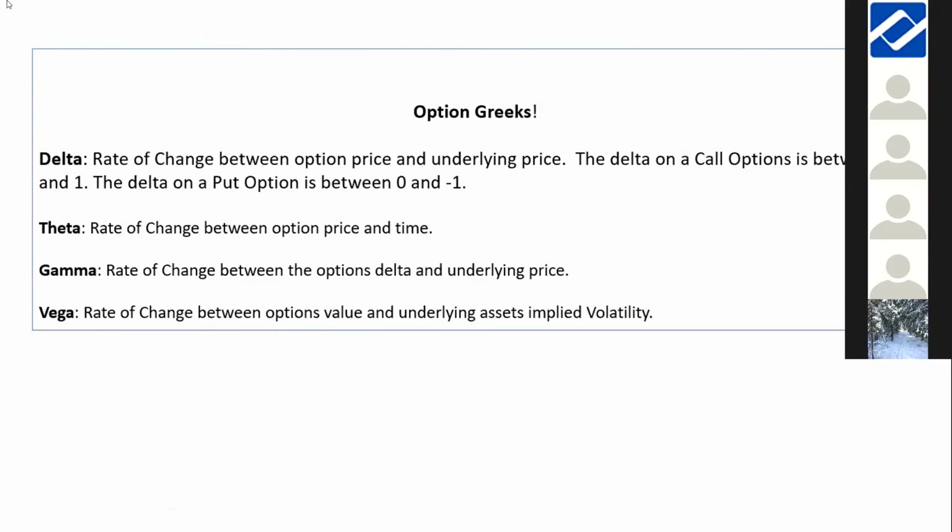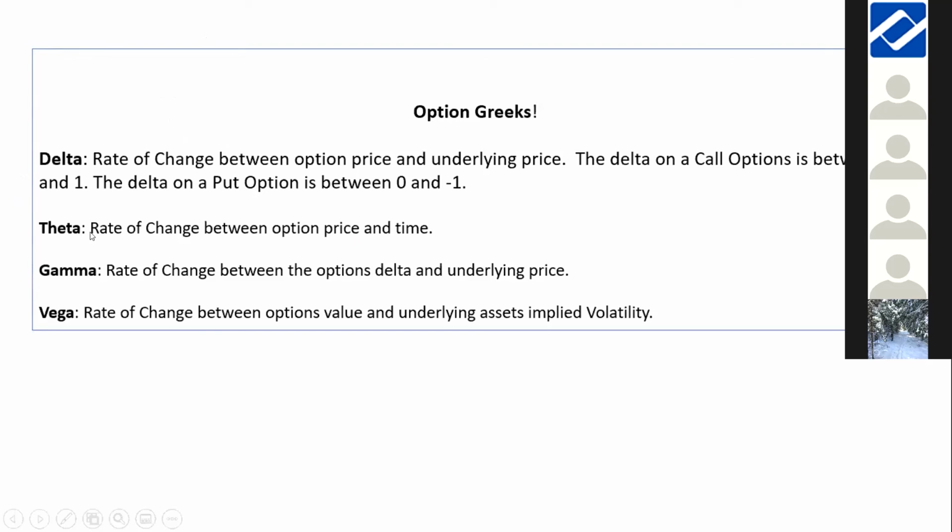I put this in kind of last minute here today. When you're dealing with options, it's important to understand the Greeks behind them. The delta, the rate of change between the price of the option and the price of the underlying contract. Very big, very important to watch.